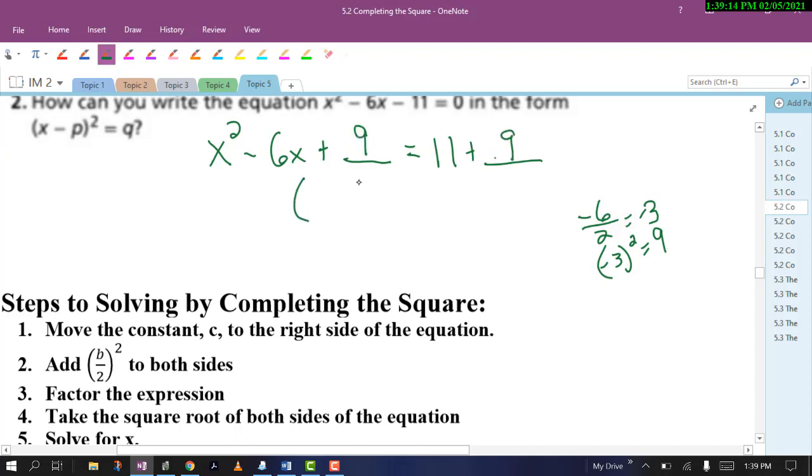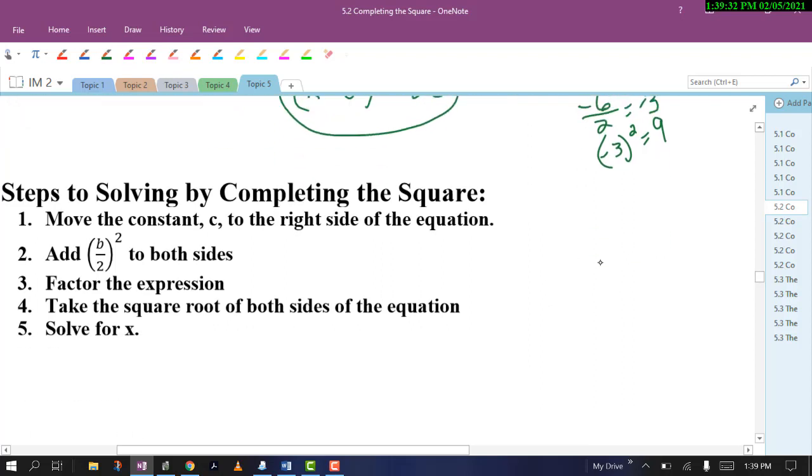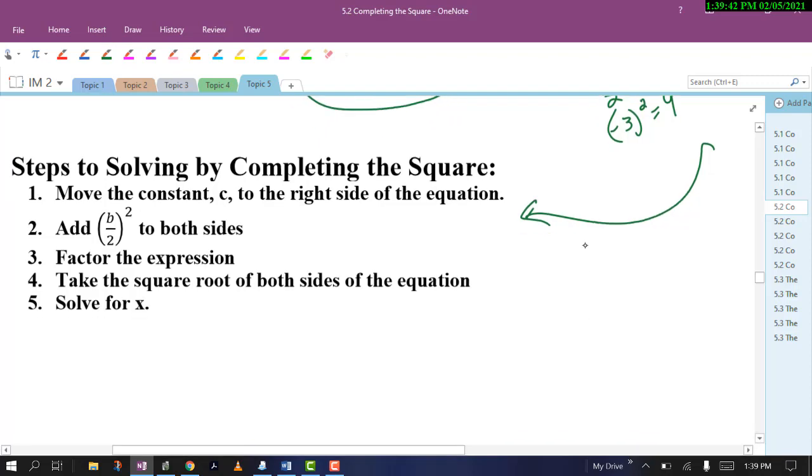When we factor this left side, it is a perfect square. Two numbers that multiply to 9 and add up to negative 6 would be minus 3 and minus 3. 11 plus 9 is 20. And that's all they're looking for. They just want us in that form. So again, these are the steps. If you get lost, look here. Move the constant to the right side, add (b over 2) squared, factor the expression, take the square root of both sides, and solve for x. Just what we've been doing.